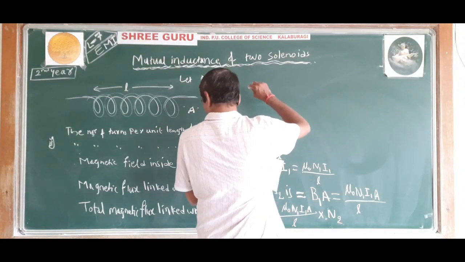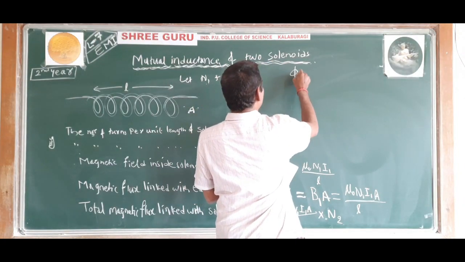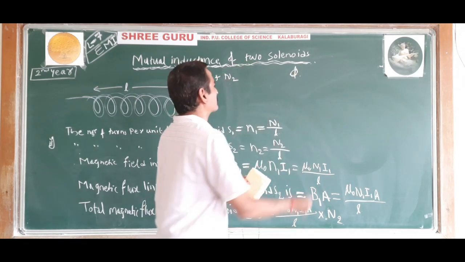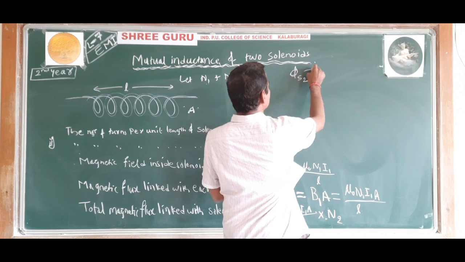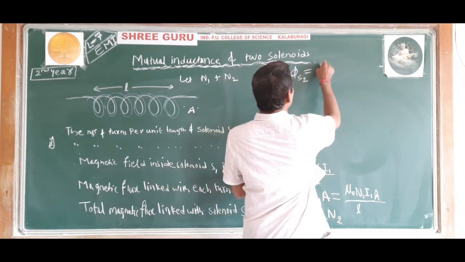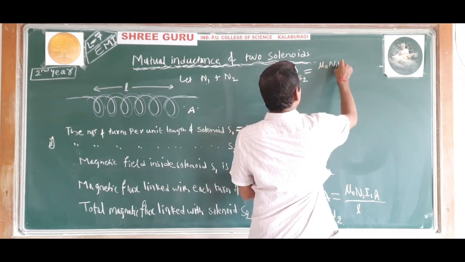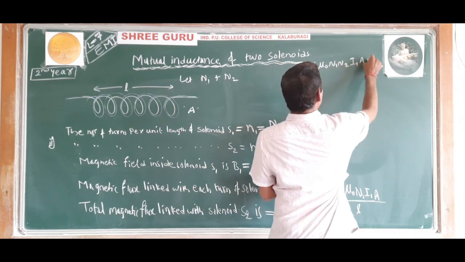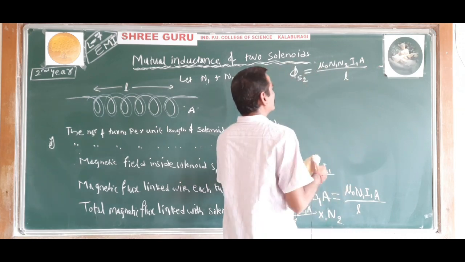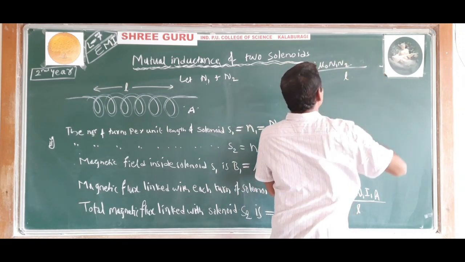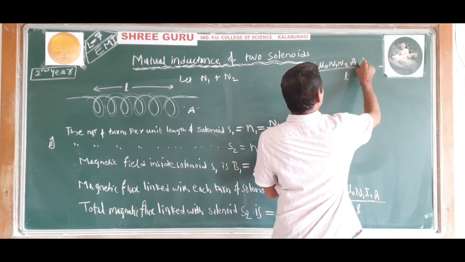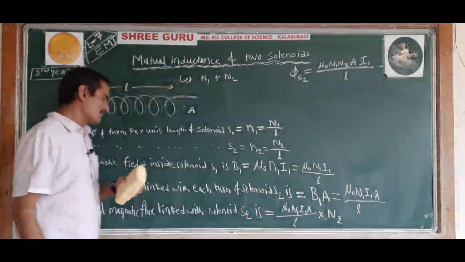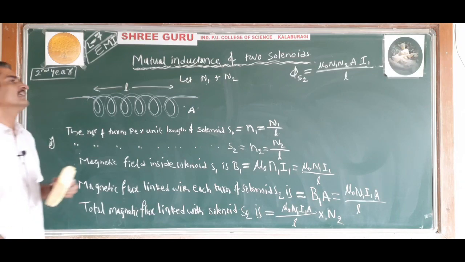So therefore, the total magnetic flux linked with the solenoid S2 is equal to mu naught N1 N2 into I1 into A divided by L. So this is the formula. This is the total magnetic flux linked with the solenoid S2.